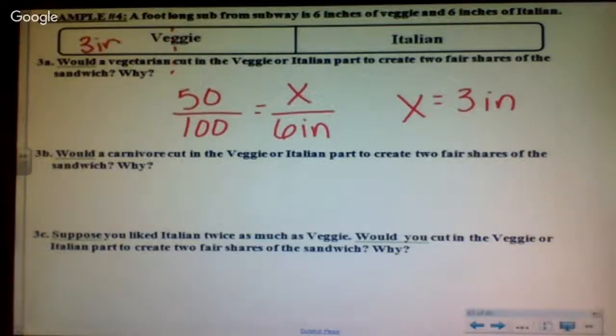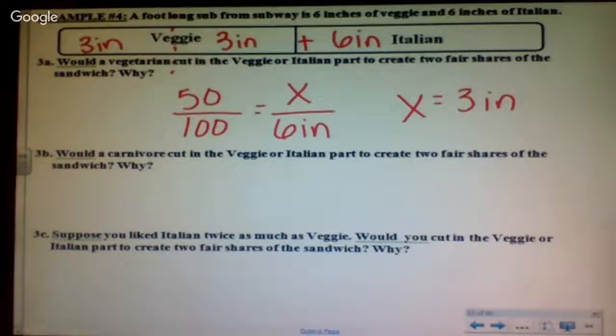So my fair share would be 3 inches of veggie for piece 1, and 3 inches of veggie plus 6 inches of Italian for piece 2. That way, no matter what side Detroit may pick, I get 3 inches of veggie. That seems kind of unfair. I guess I get it. I mean, it's fair to me.